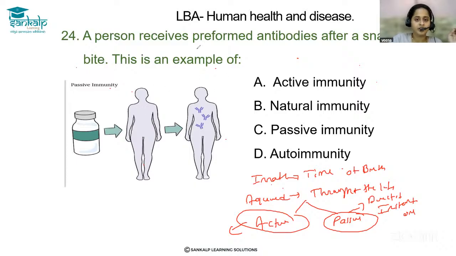Here the person receives antibodies after snake bite, so that is called passive immunity, because after snake bite this performed antibody is injected into the body of the person. After that it acts against that antigen. So the correct answer is option C, passive immunity.